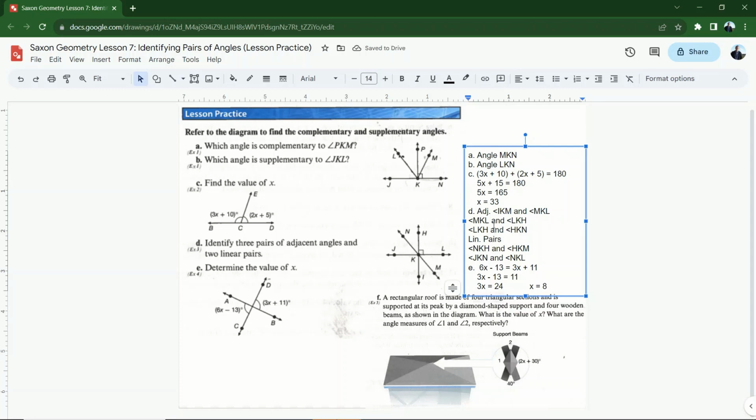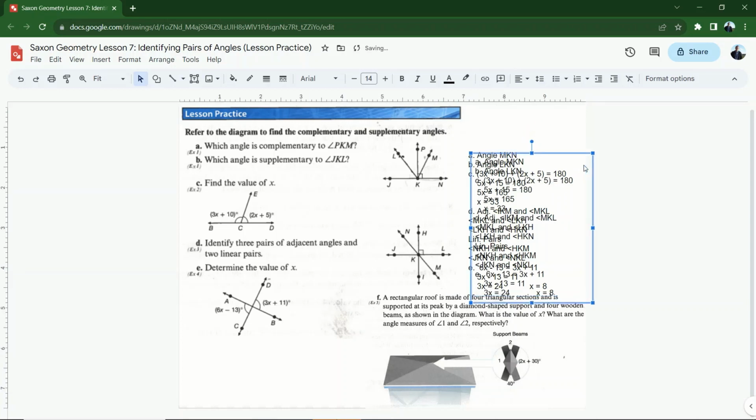And then I can just go back and take a look. 6 times 8 is 48. 48 minus 13 is 35. 3 times 8 is 24, plus 11 is 35. I know I did it right. All right, now lastly, let's take a look at letter F. I'm just going to take this whole thing, delete it all and move it down here.